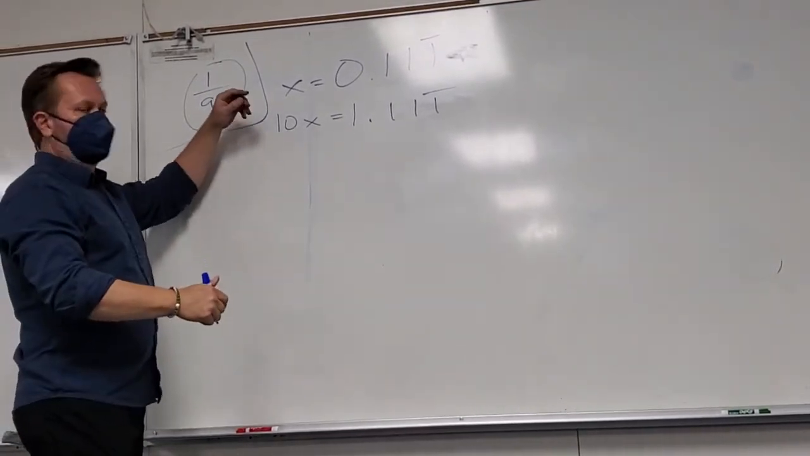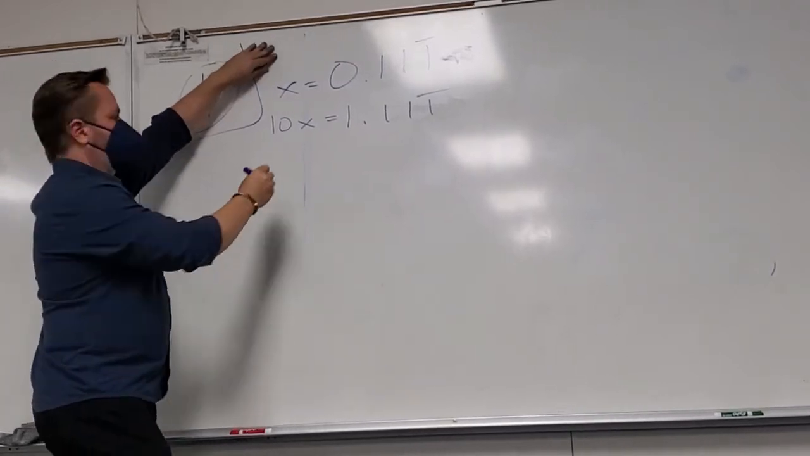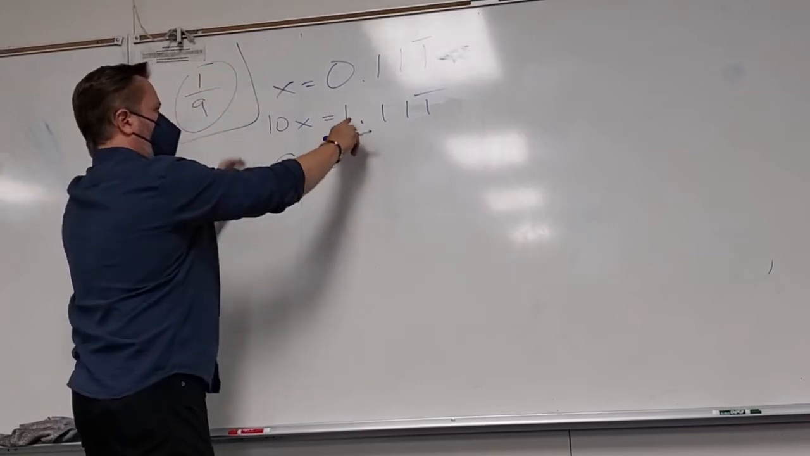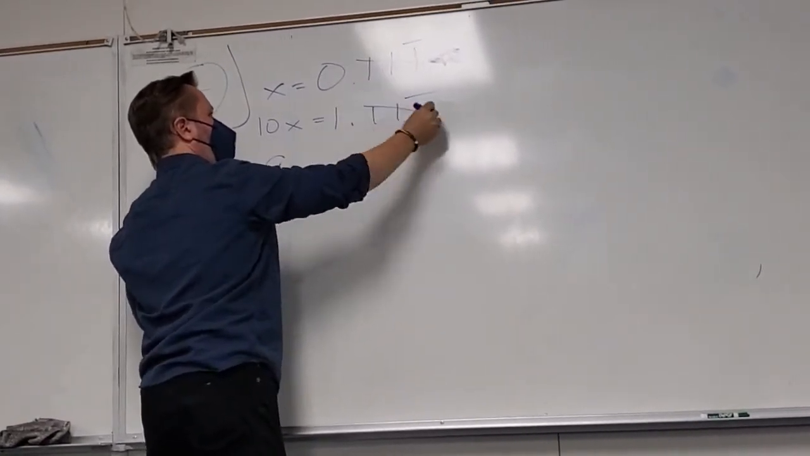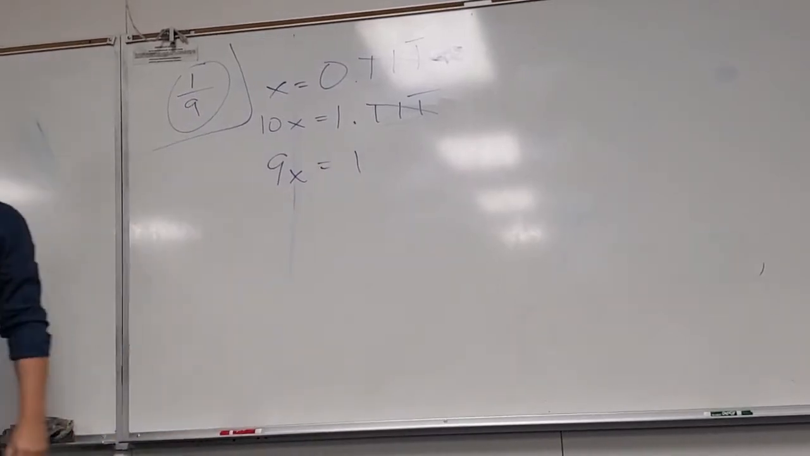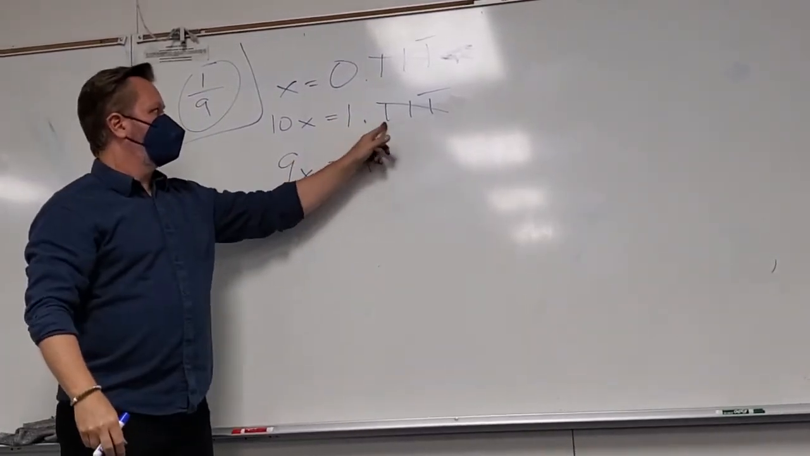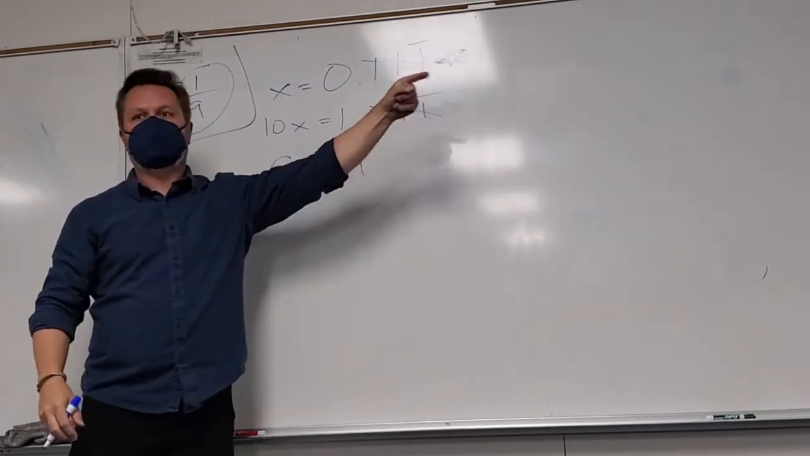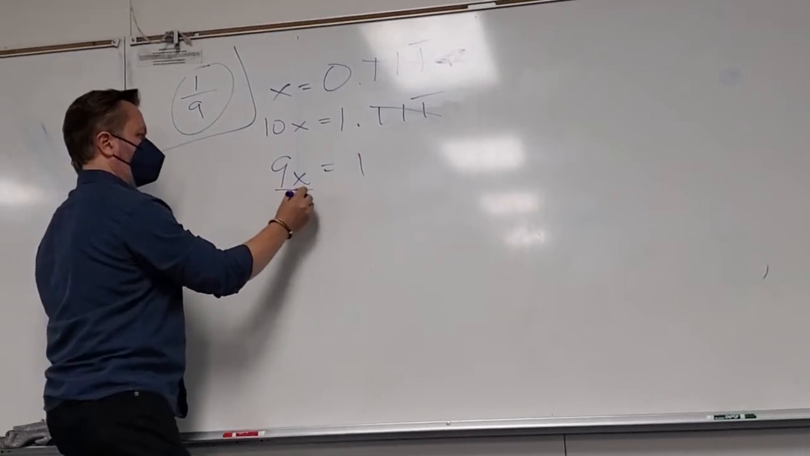Now watch this. What's 10x minus x? 9x. And what's 1.111 forever minus 0.111 forever? 1. No more decimals anymore. They cancel. You guys see that? 1.1's forever minus 0.1's forever. The 0.1's forever cancel. And now how do I solve for x?